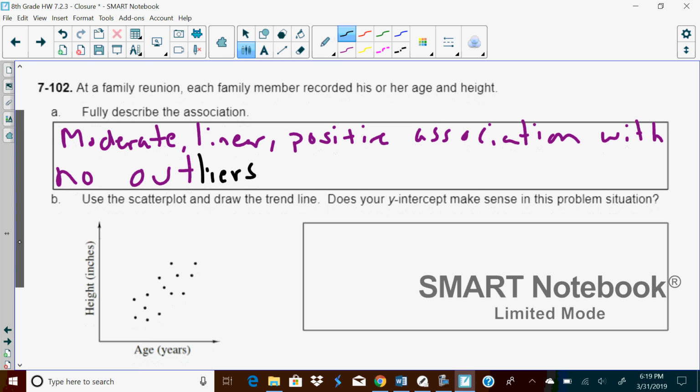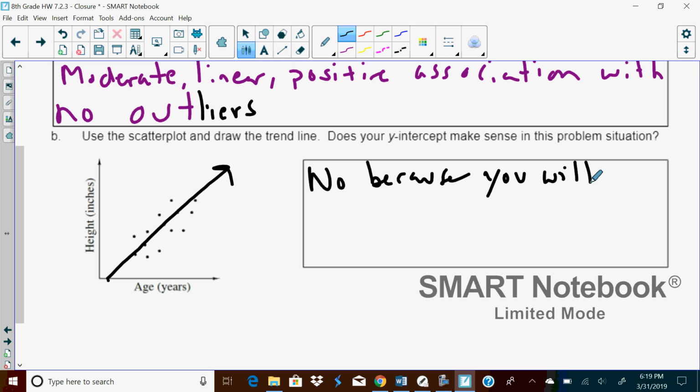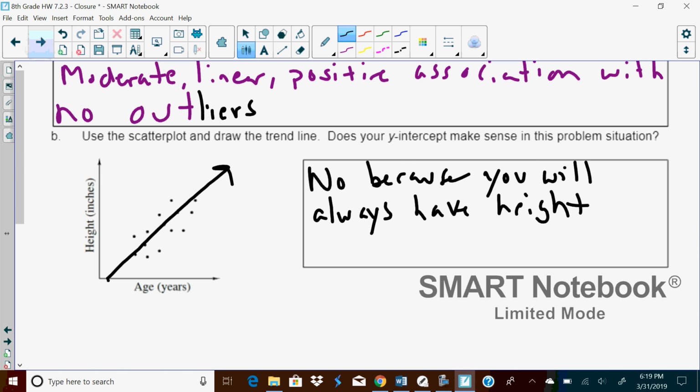Use a scatter plot, draw a trend line. So does your y-intercept make sense in this situation? No, because I got that when I'm 1 year old, I have a 0 height. Your height can never be less than 0.